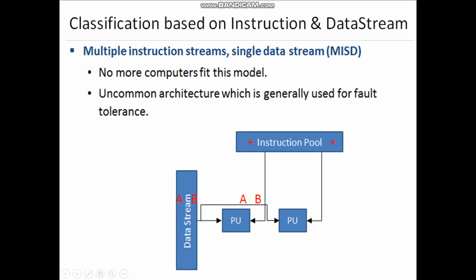The next category is multiple instruction streams and single data stream. No existing computers fit this model. This is known as an uncommon architecture. No computer is using this particular method.